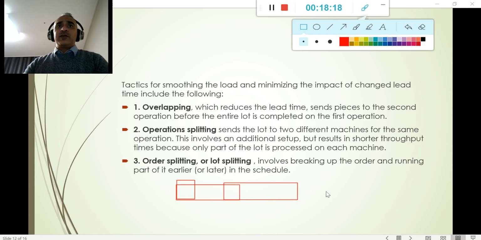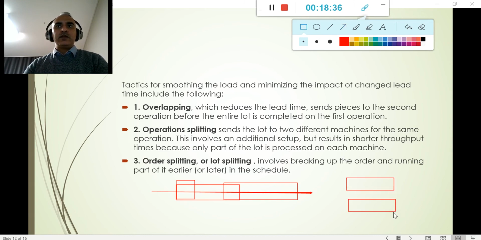We have the operation splitting, which is, in this case, let's say we have only one line of production, but then we could have 2 lines of production, and this happens with operation splitting. So in this case, some things can be produced in this line, some things can be produced in that line. And this is the same thing with the order splitting.